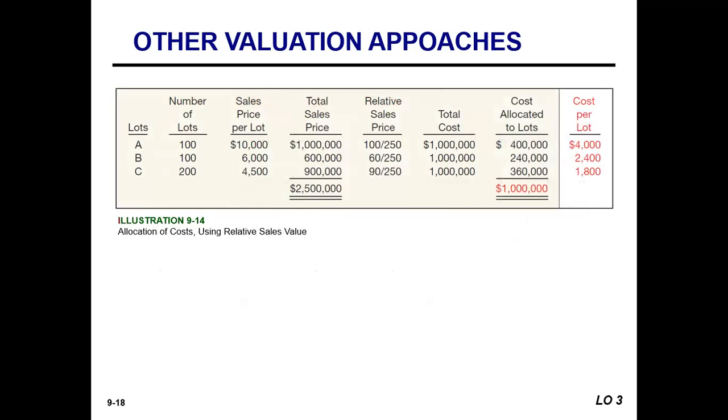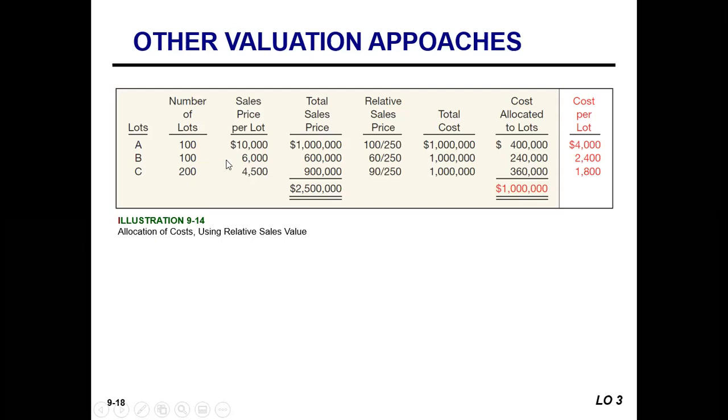So if we're looking at total sales price, total cost was 1 million, right? And we've got these 400 lots. Remember, some of them are A lots, some of them are B lots, some of them are C lots. So the A lot, we're going to sell for 10,000 per lot.